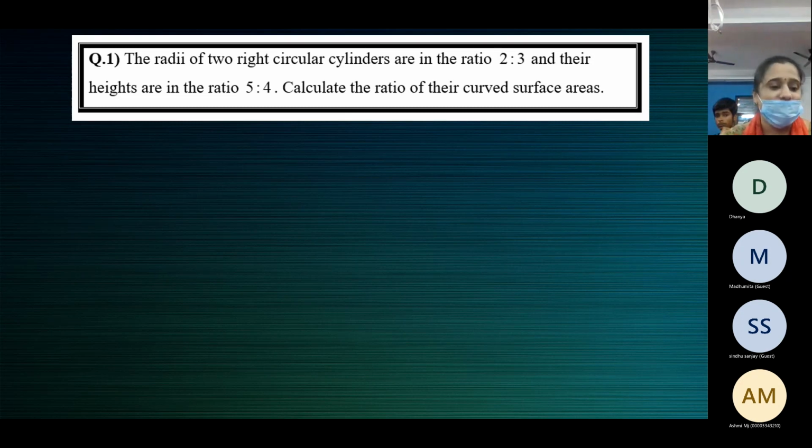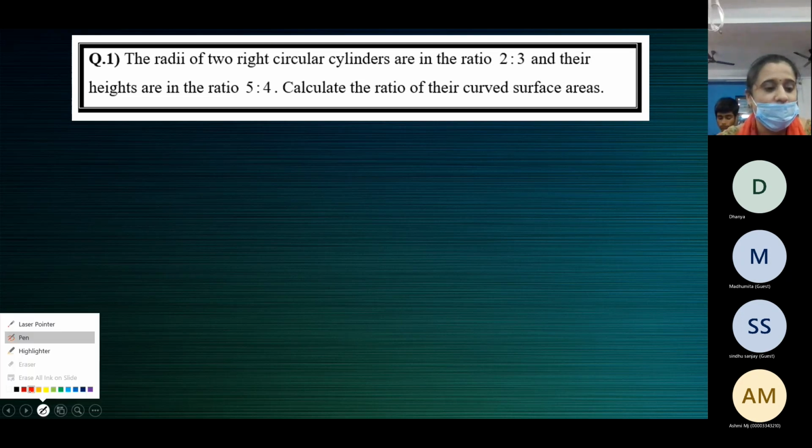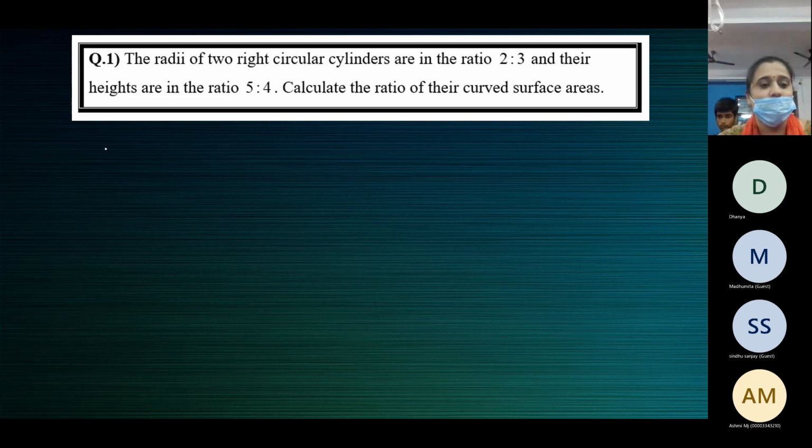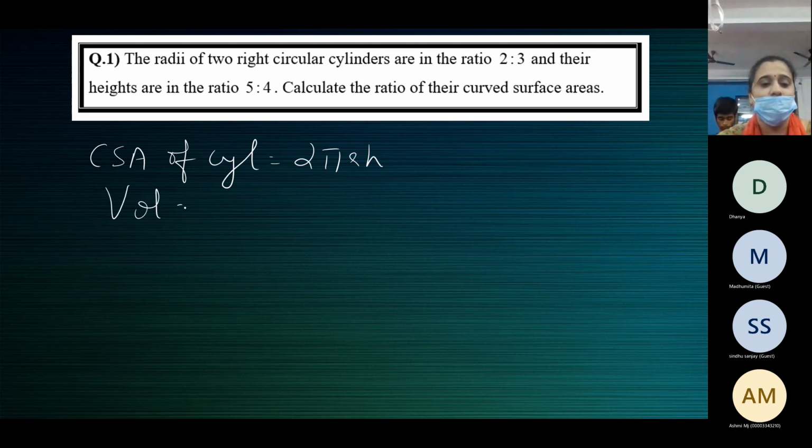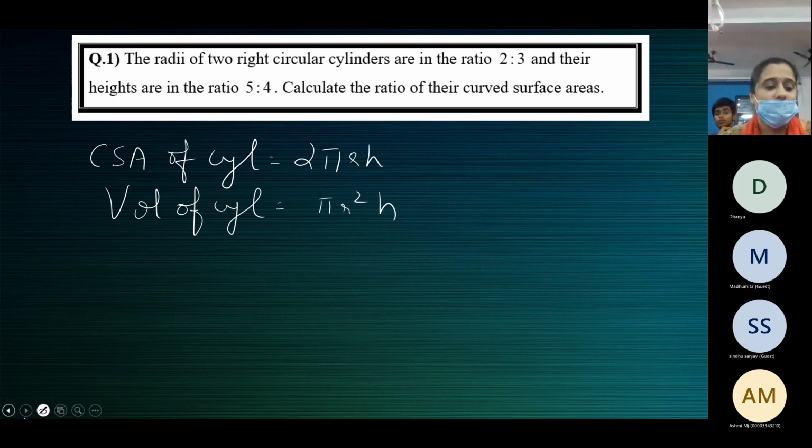Madhumita, what's the formula to find the CSA of a cylinder? 2 pi RH, ma'am. CSA of cylinder is equal to 2 pi RH. Danya, what's the formula to find the volume of a cylinder? Pi R square H, ma'am. Pi R square H. Very good.